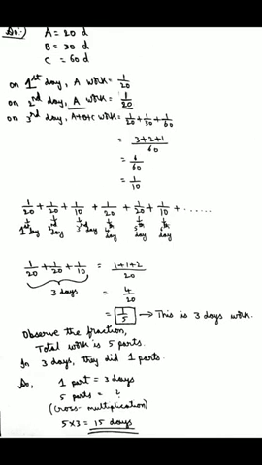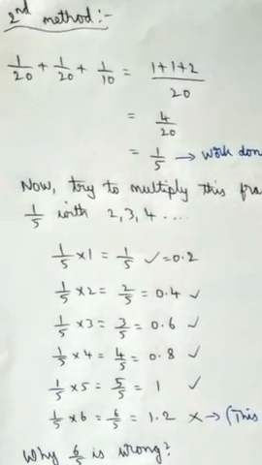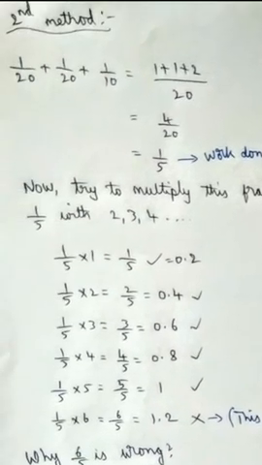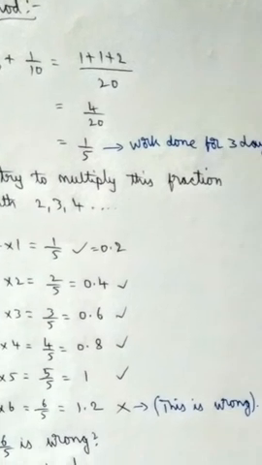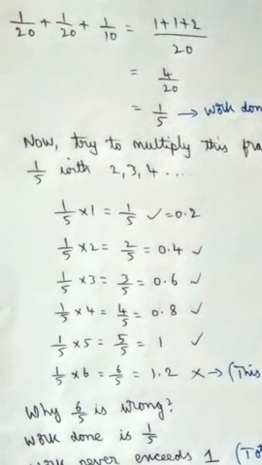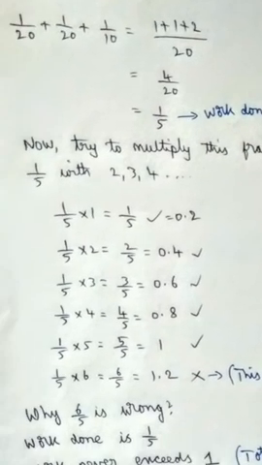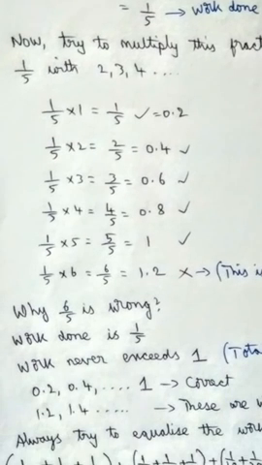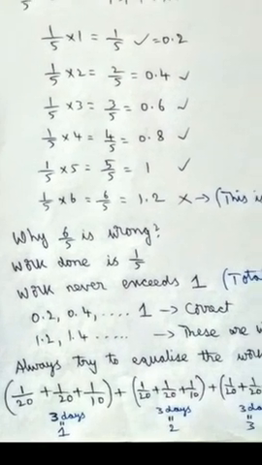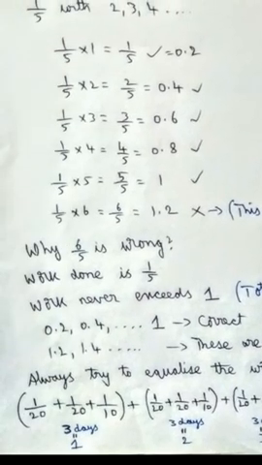Let's see how to solve this question in another method. Second method: 1 by 20 plus 1 by 20 plus 1 by 10 equals 1 by 5. This is the work done in 3 days. This we know. Now try to multiply this fraction 1 by 5 with 2, 3, 4 and so on. Why should we multiply? I will tell you later. So let's multiply. 1 by 5 into 1 equals 1 by 5, that gives 0.2. 1 by 5 into 2 gives 0.4. 3 by 5 equals 0.6. 4 by 5 equals 0.8. 5 by 5 equals 1. And 6 by 5 equals 1.2. This is wrong.